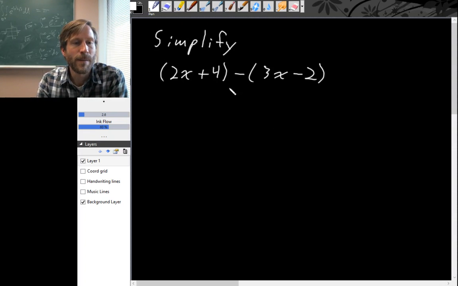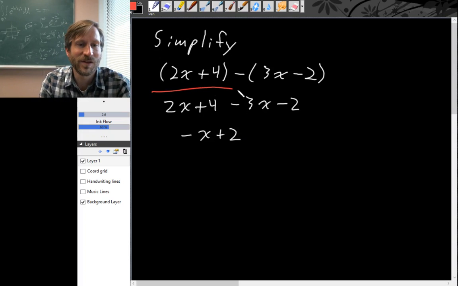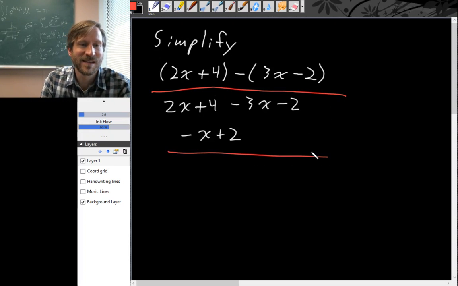The mistake is this. Since we're subtracting these two pieces, it seems like we can just remove the minus signs. So that would give us 2x plus 4 minus 3x minus 2. And then we can combine like terms. We have a 2x and a minus 3x, so that's minus x. And then plus 4 minus 2, that's plus 2. And this, everything between these red lines, this is wrong.